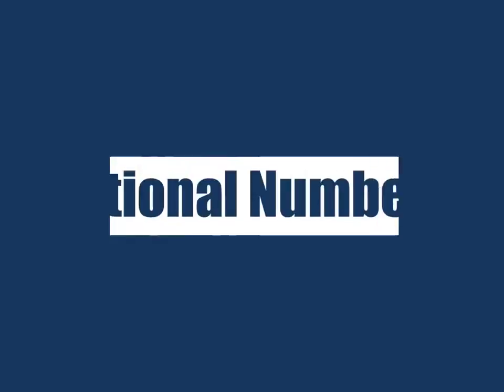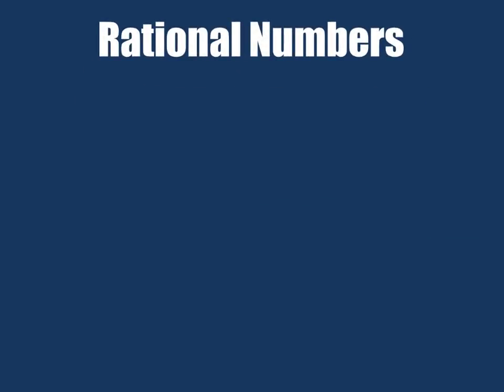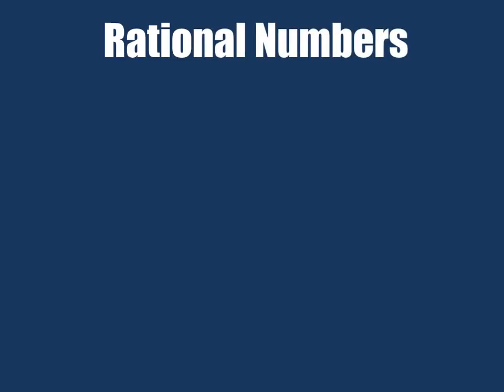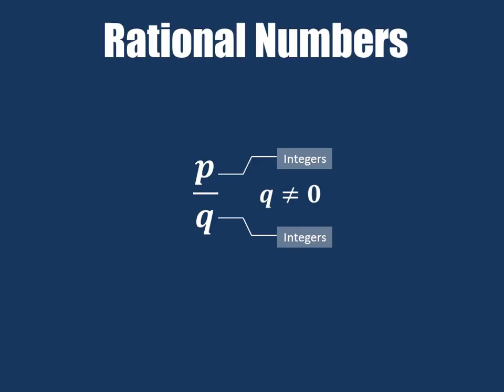Let's discuss rational numbers here. The simple way to think about it, it is any number that can be expressed as the ratio of two integers. While its definition states that any number that can be expressed as the fraction p over q, where p and q are two integers and q is not equal to 0, is a rational number.